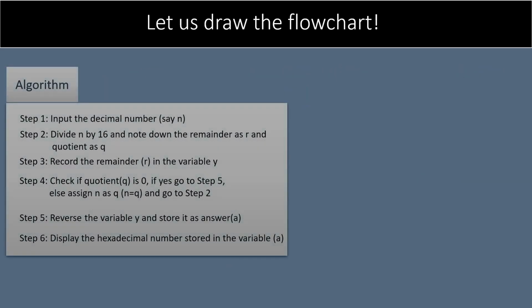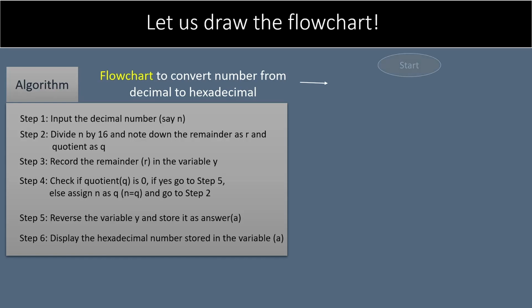Now let us use these symbols to draw a flowchart to convert a number from the decimal number system to the hexadecimal number system. First, we have to represent the start of the process. For this, let us use an oval and write start on it. Include an arrow to represent a flow. Now we need to represent an input. For this, let us use a parallelogram and write input n on it. Include an arrow to represent a flow.